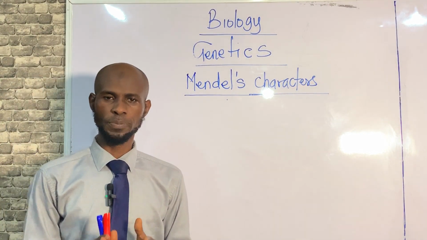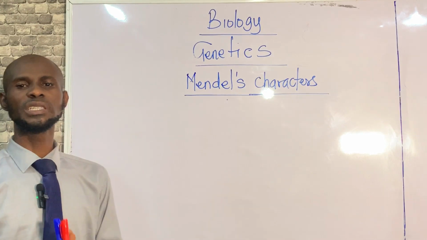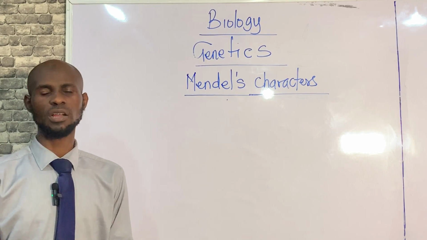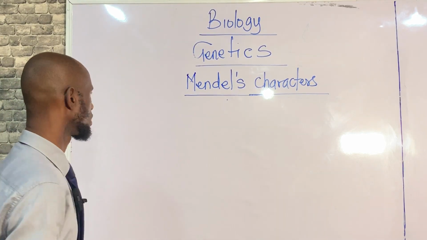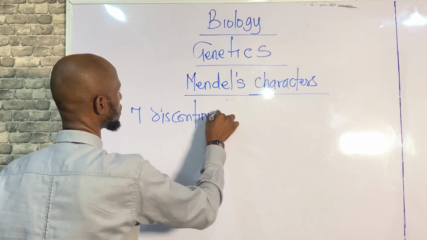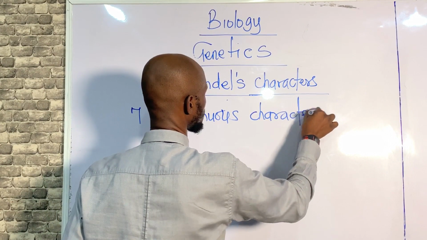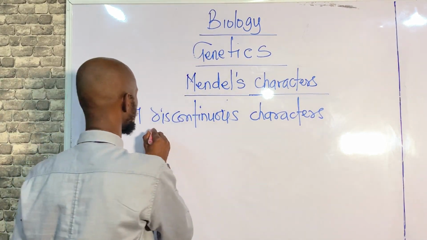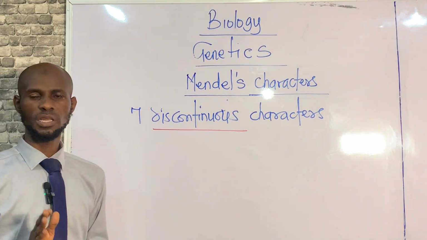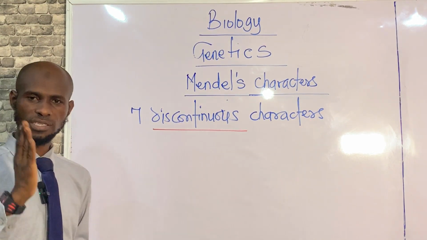Mendel used the pea plant, we all know that, but he was able to identify 7 discontinuous characters. Again, 7 discontinuous characters in the pea plant. Discontinuous means there is no transition between the extremes. It's either tall or short, red or white. So he discovered 7 discontinuous characters.